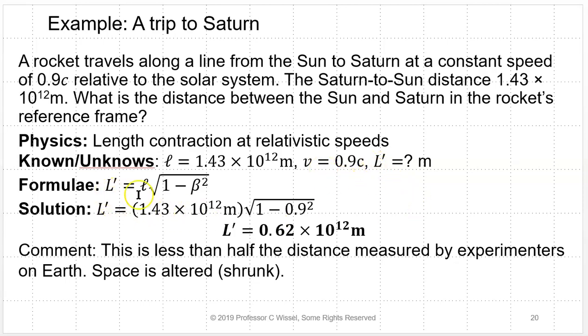The formula is L prime equals little l times the square root of the quantity 1 minus beta squared. We plug in our little l of 1.43 times 10 to the 12 meters, and we take the square root of the quantity 1 minus 0.9 squared. We find out that L prime is 0.62 times 10 to the 12 meters. So this is less than half the distance in the solar system's reference frame. So space has been altered and shrunk.